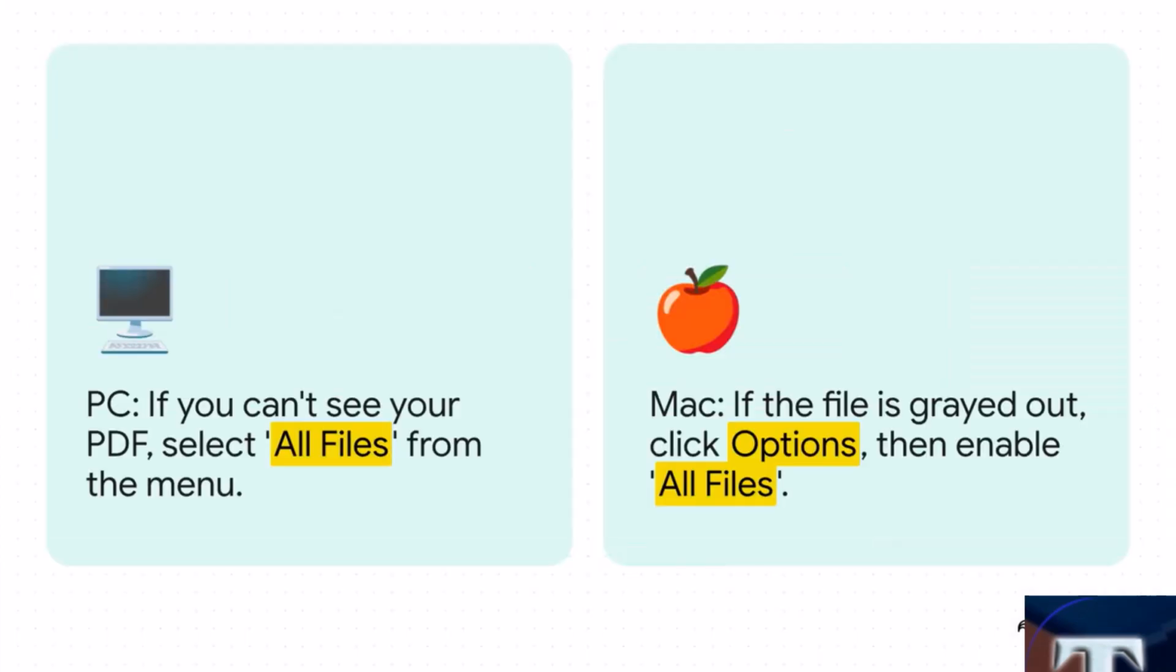Now, here's one tiny but absolutely critical difference to watch out for. If you can't find your PDF when you're looking for it, PC users just need to select All Files from the drop-down menu. If you're on a Mac, you'll need to click Options first and then enable All Files. It's a small step, but it's the one that trips everyone up.